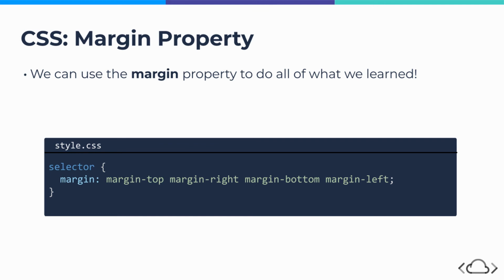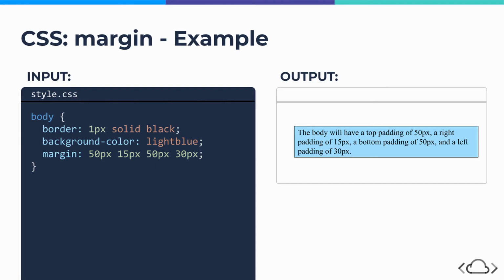If you want to use the margin property instead of defining margin top, margin bottom, margin left, and margin right, you can specifically just use the margin property itself. The margin property, as you can see in the code here, takes the value of margin top, margin right, margin bottom, and margin left in that order. Here is an example of how that would work. You can see that the margin property is being used in the body container.